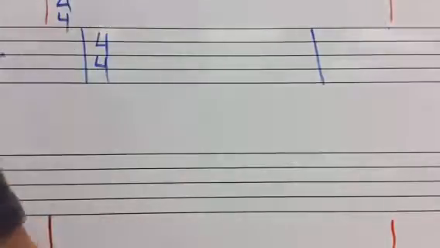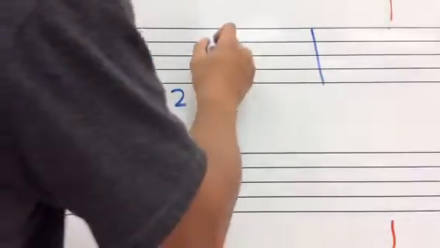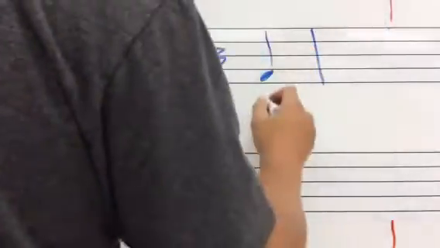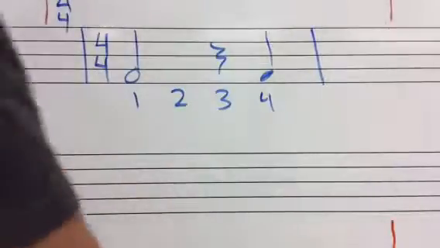So let me use some combinations. Here's some combinations. Half note, which is 1 beat, 2. A quarter rest is 1 beat. And then maybe we throw in a quarter note. 1, 2, 3, 4. That could work.